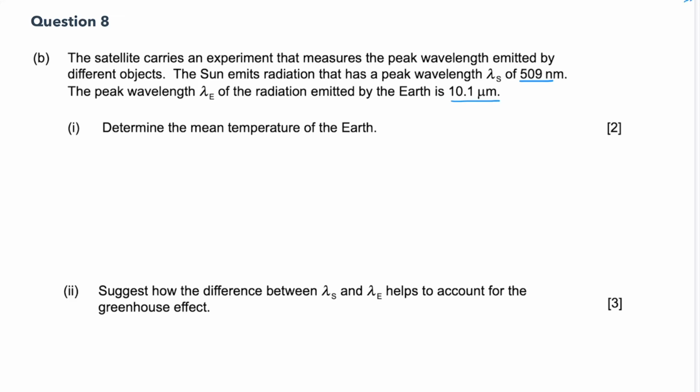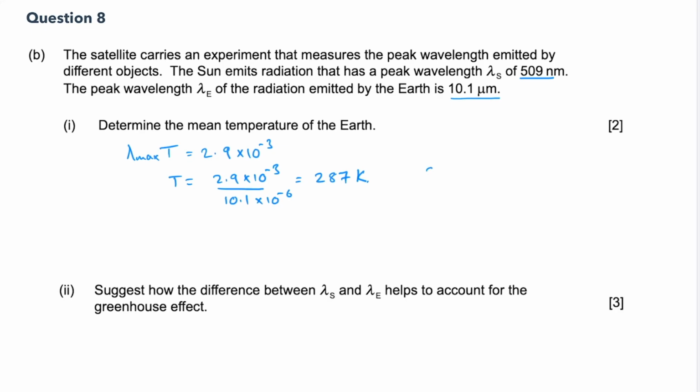Okay, we're going to head to our data booklet and we're going to look at this equation. The maximum wavelength times temperature is equal to 2.9 times 10 to the minus 3. We know that the peak wavelength of radiation emitted by the Earth is 10.1 micrometers. So we've got T equals 2.9 times 10 to the minus 3 divided by 10.1 times 10 to the minus 6. And that gives us a value of 287, and that's always in Kelvin. If you wanted to change that into degrees Celsius, we would do 287 minus 273, which gives us 14 degrees Celsius. I personally would probably just keep it in Kelvin.